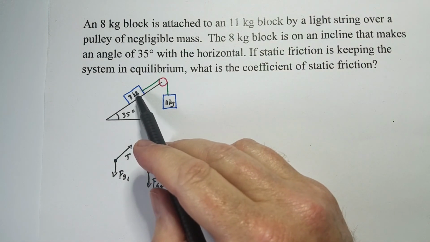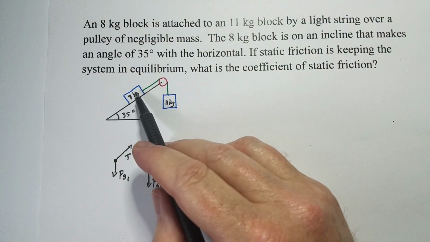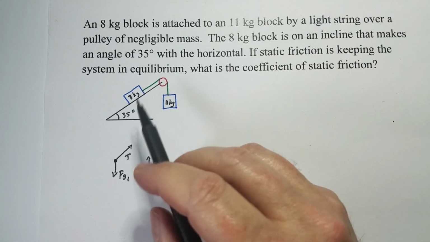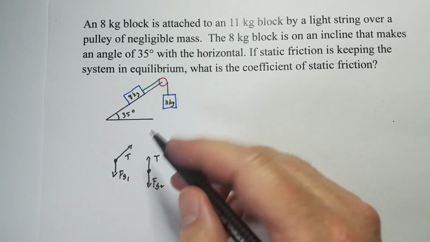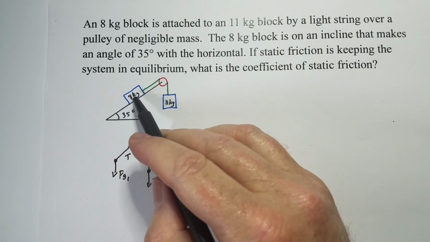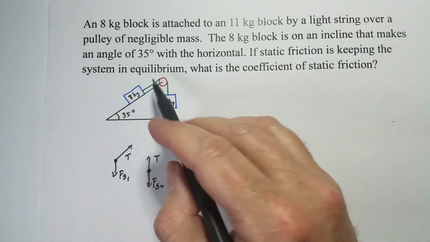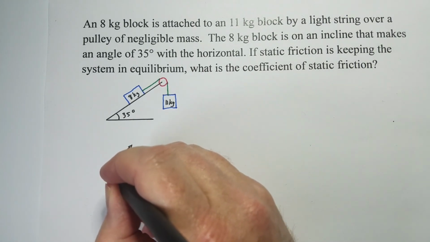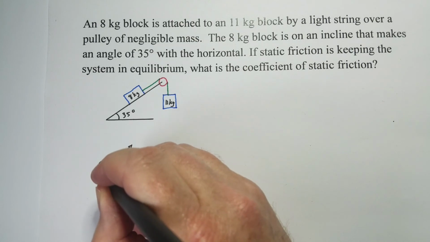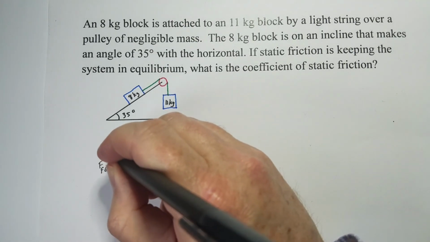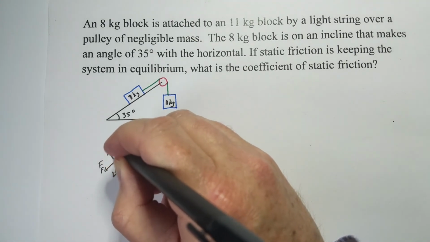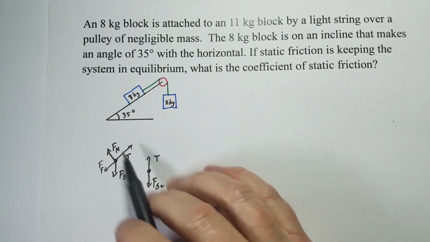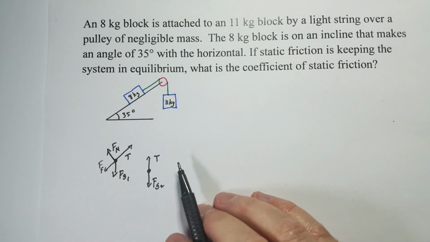This block could be trying to slide down the ramp, or it could be trying to slide up the ramp. We're not really sure, but let's say to start off with that the friction is trying to keep the block from sliding up the ramp. So that means friction will be going in this direction, and we'll have a normal force as well. So quite a lot is happening on that block on the table.